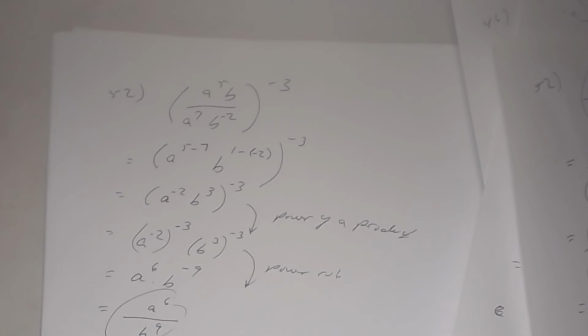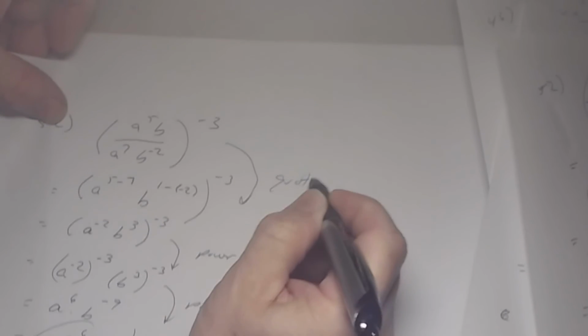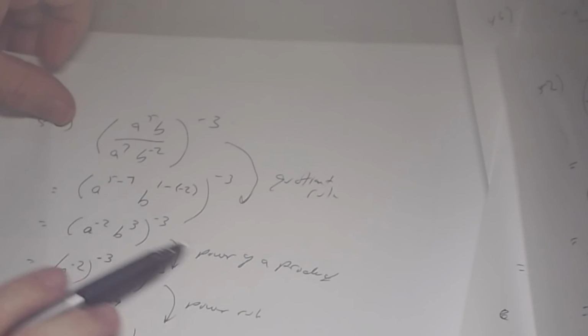Okay? So those are different approaches. Just look at the different approaches you can take here. And remember to go from here to here, that was the negative exponent rule. So different approaches, got the same answer. Remember to go from here to here, those are quotient rule. So the first rule we used was a quotient rule, then we used the power of a product, then we used a power rule, and then we used a negative exponent rule.